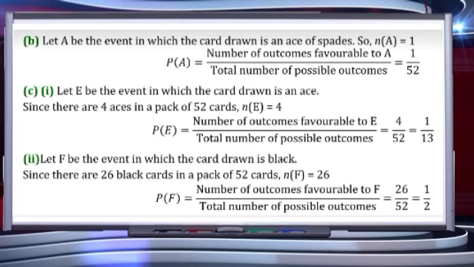Similarly, for the event in which the card drawn is a black card, students, we know that there are two suits which are black. So that means 13 plus 13, that is 26 over 52, will be the probability of drawing a black card, which is equal to 1 by 2. Likewise, you can solve the next two questions.